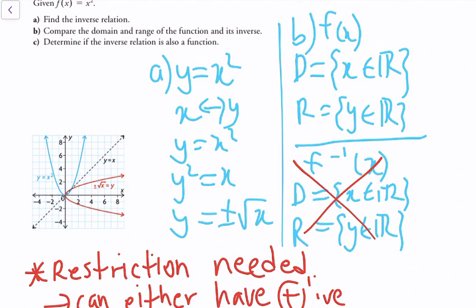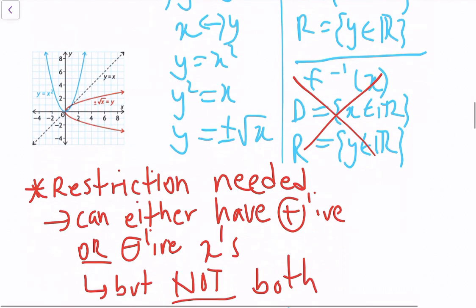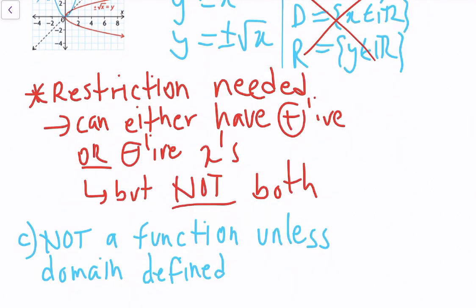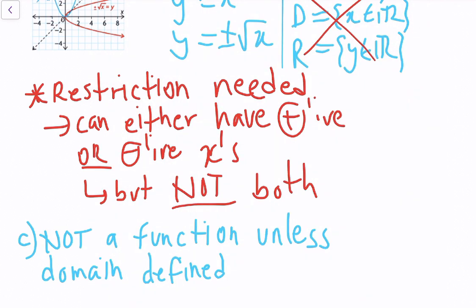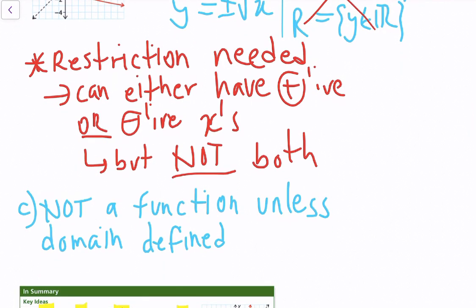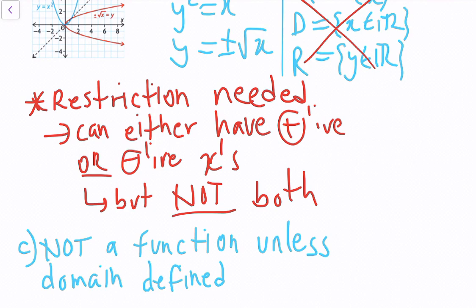For part B, we're comparing the domain and range. So for f of x, we have the domain being x is an element of the reals, and the range being y is an element of the reals as well. And then for the inverse, we can see that if we make the domain and range both x and y elements of the reals, it doesn't hold true, right? Because then we no longer have a function, we only have a relation. So as a result, we see that there's a restriction needed. We can either have positive or negative y values, but not both. And so for part C, we then know that it's not a function unless the domain is defined.